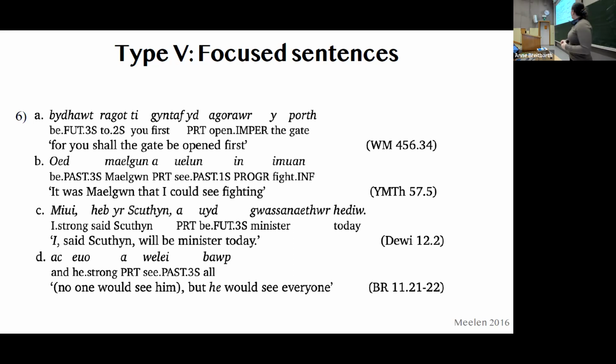Now, sometimes this is actually visible because there's sort of a remnant cleft. So in 6b, it was malgun. So you have oid malgun. You have an actual copula left there, and then it's followed by that focused order. So the idea is that in older stages of Welsh, these were all cleft sentences, but that copula was sort of slowly lost.